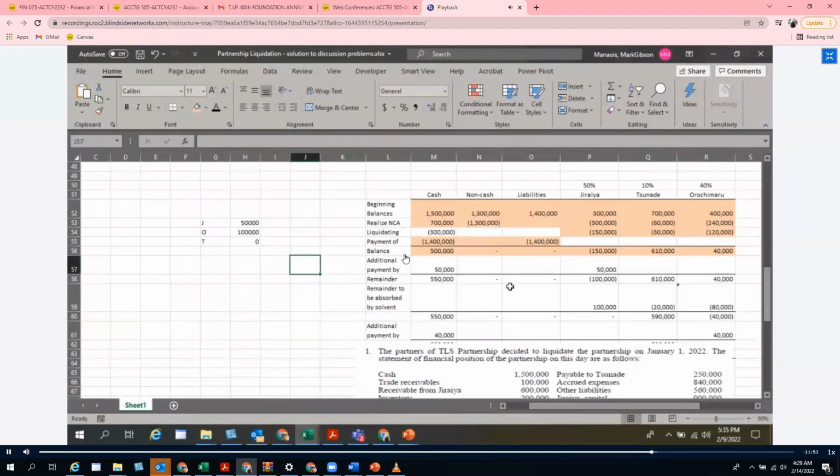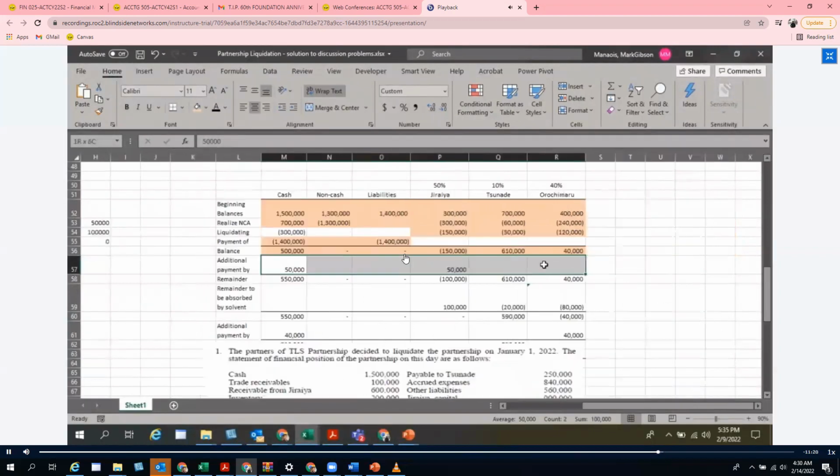Okay? So with that, let's proceed with the final step. The final step is basically allocate the remainder. So si Jairaya, sabi, di ba, he's solvent up to 50,000. So Jairaya can still contribute additional cash to the partnership amounting to 50,000, up to dun lang sa level na kaya niya. So that's 50,000. So that's debit cash and credit Jairaya's capital for 50,000 pesos.